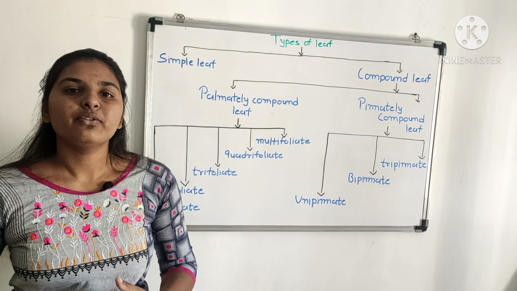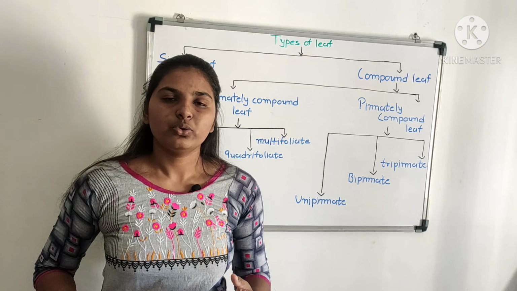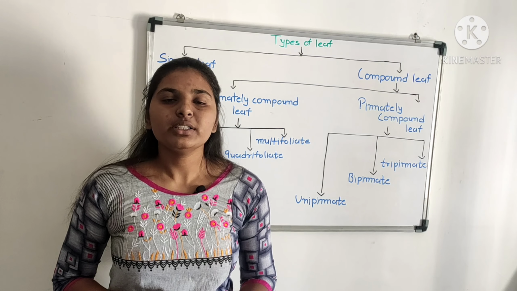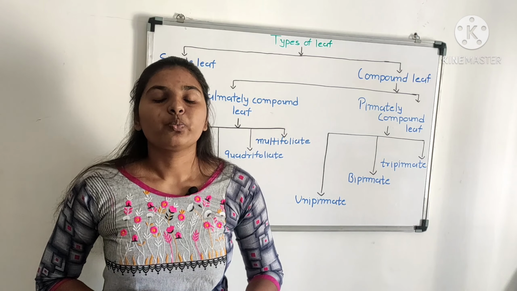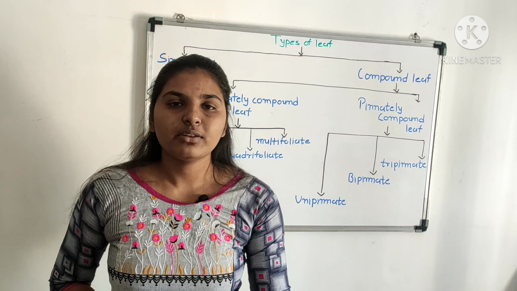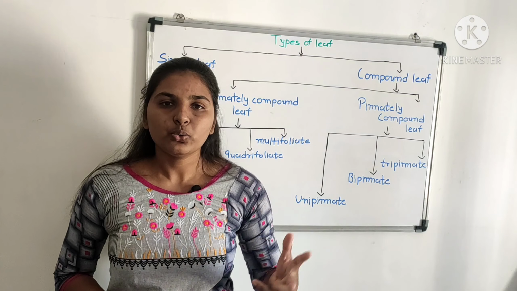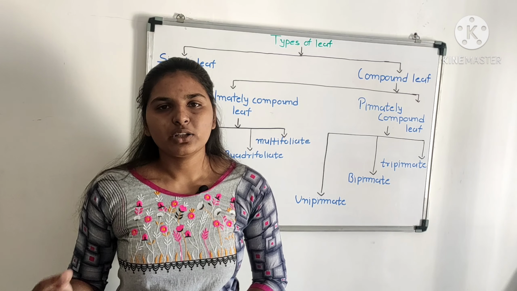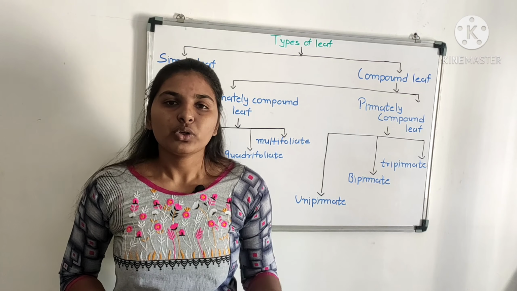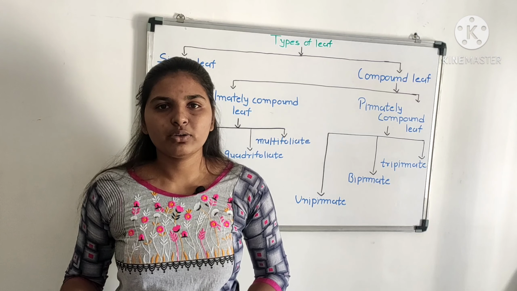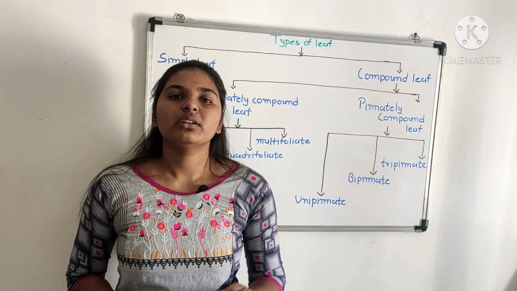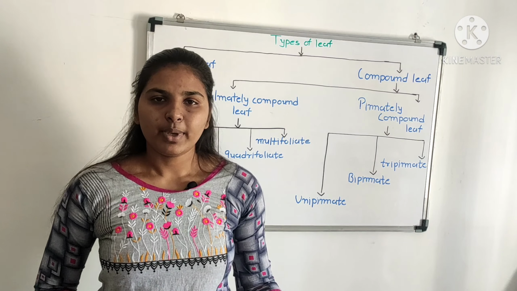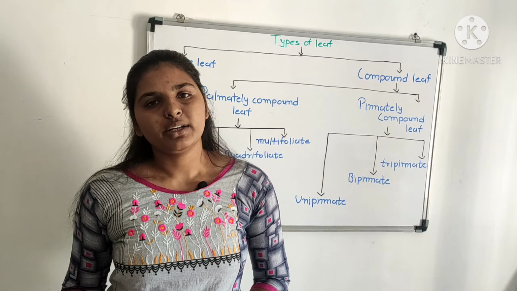Two types based on venation. What is venation? Venation means the arrangement of veins. So based on venation we have two types: parallel venation and reticulate venation. That's why we have two other types of leaf: parallel leaf and reticulate leaf.